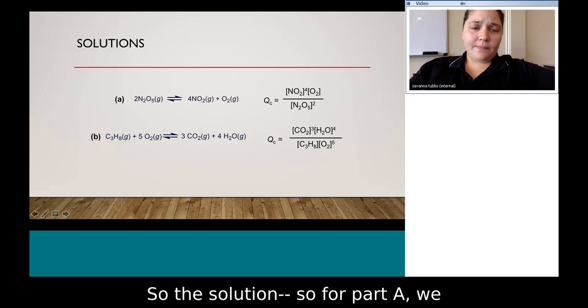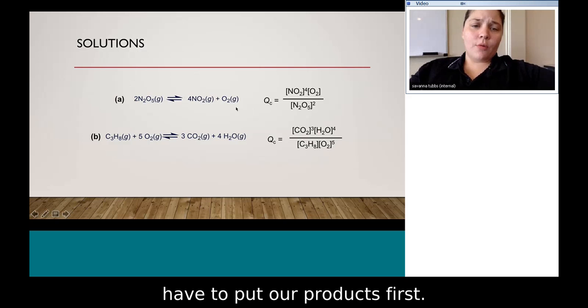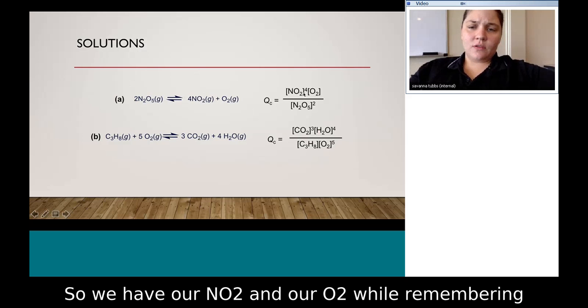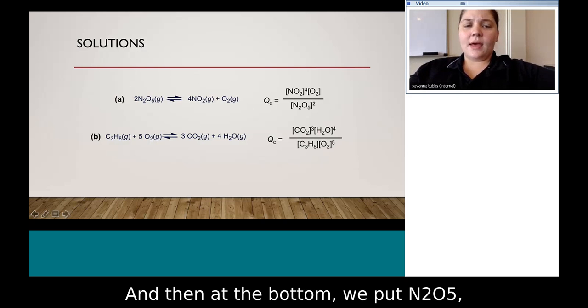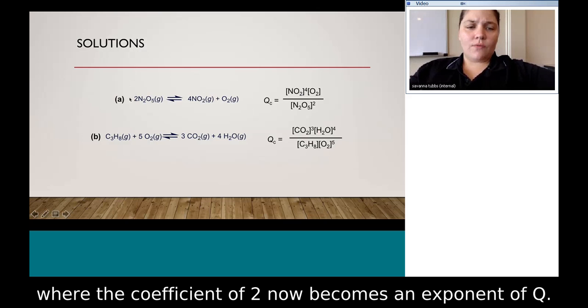So for part A, we have to put our products first. So we have our NO2 and our O2, while remembering our coefficient for the NO2 is now the exponent. And then at the bottom, we put N2O5, where the coefficient of 2 now becomes an exponent of 2.